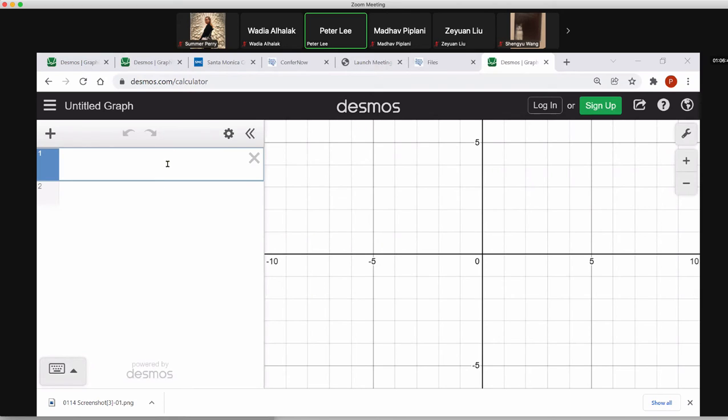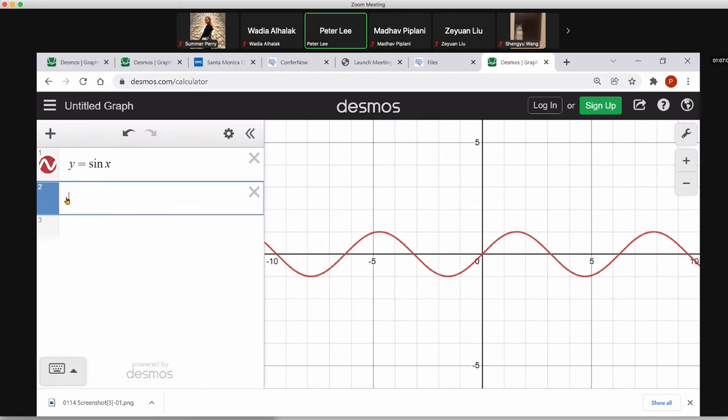So actually here, let's say y equals sine x. Oops, sine x. By the way, when you type in y equals sine x, this x is measured in what? In radians. This x is measured in radians.